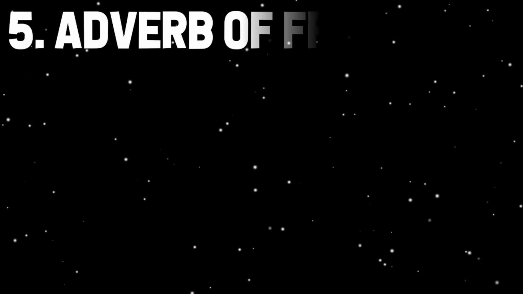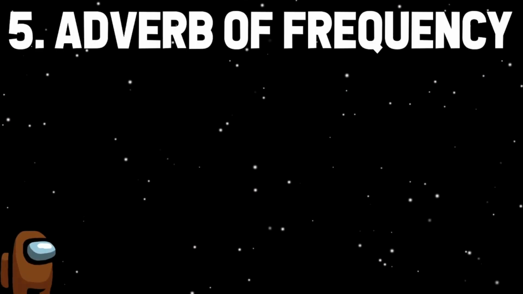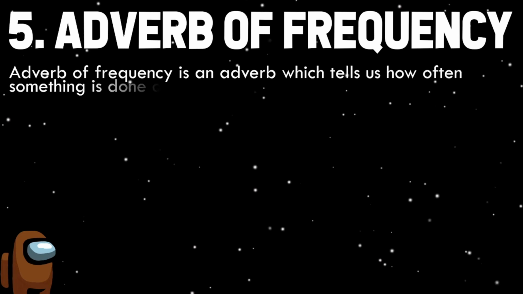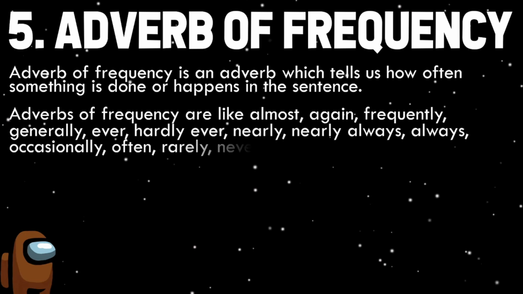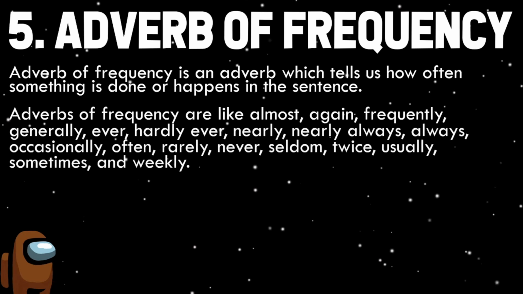And the last type of adverb is the adverb of frequency. Adverb of frequency is an adverb which tells us how often something is done or happens in the sentence. Adverbs of frequency are like almost, again, frequently, generally, ever, hardly ever, nearly, nearly always, always, occasionally, often, rarely, never, seldom, twice, usually, sometimes, and weekly.